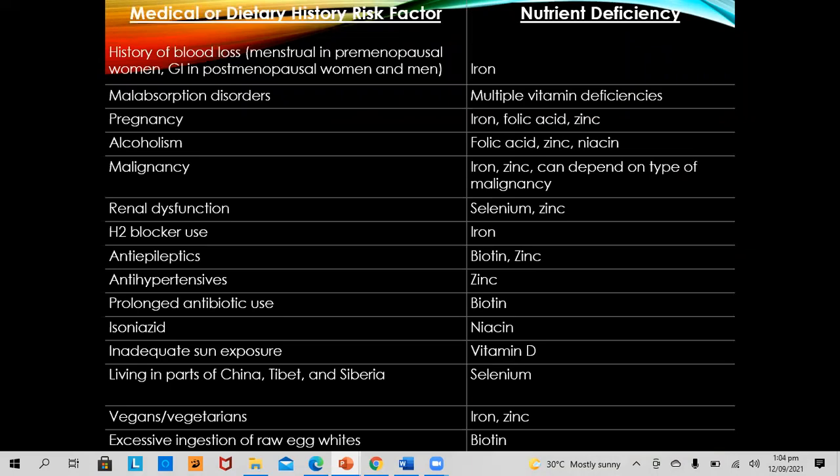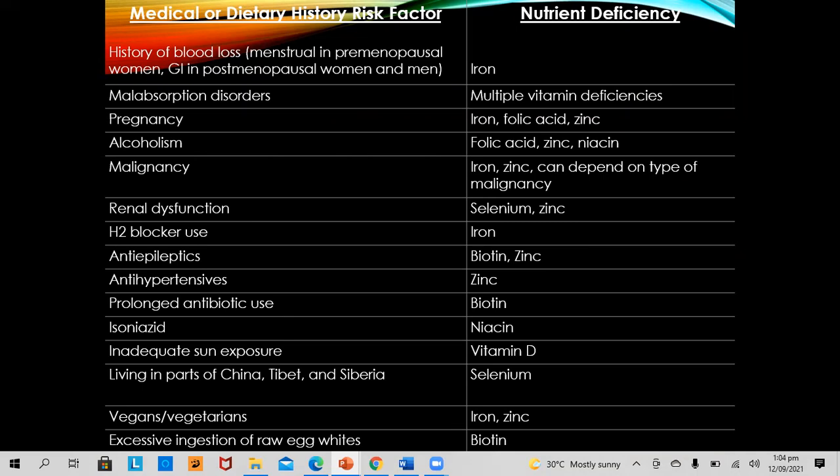This slide shows different medical or dietary causes and the resulting deficiency of the vitamins and micronutrients. So if there is a history of blood loss due to menstruation and in the GI tract in post-menopausal women and men, the main deficiency results in iron deficiency. Different malabsorption disorders result in deficiency of different vitamins. Pregnancy mainly causes deficiency of iron, folic acid, and zinc.